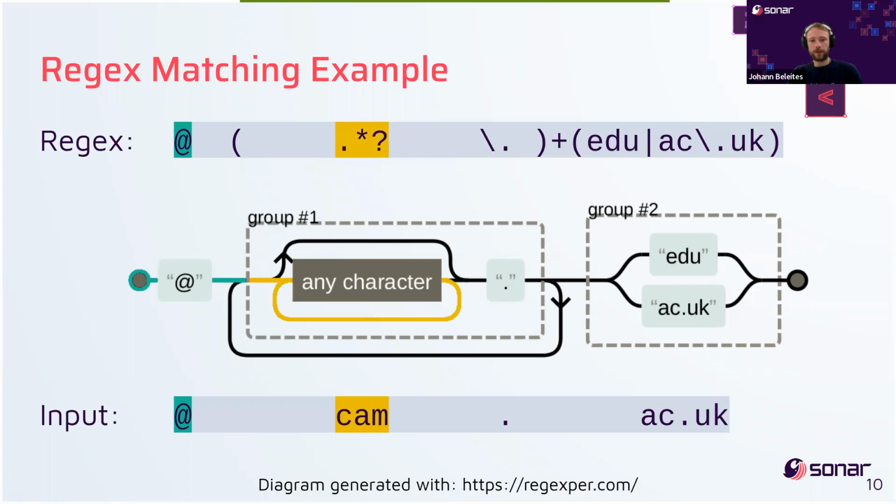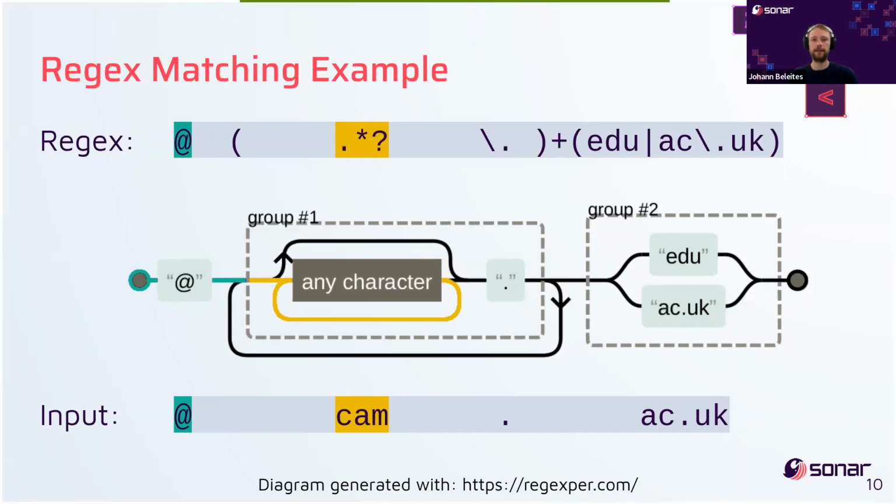So we have this input, this @cam.ac.uk. And of course, the first character, the @ character, simply matches one-to-one. We have an @ in the regular expression, which corresponds to the @ in the input, all good. Then we get to the next sub-expression in this regex, which is this .*?